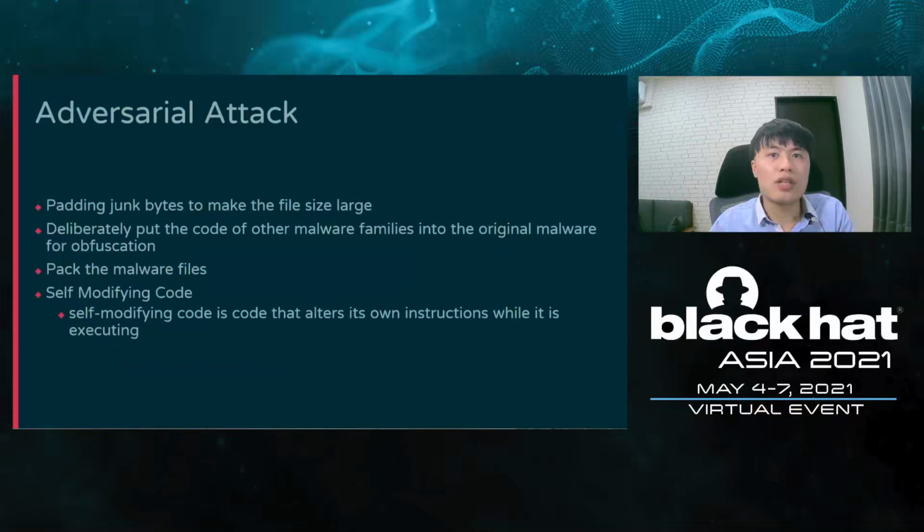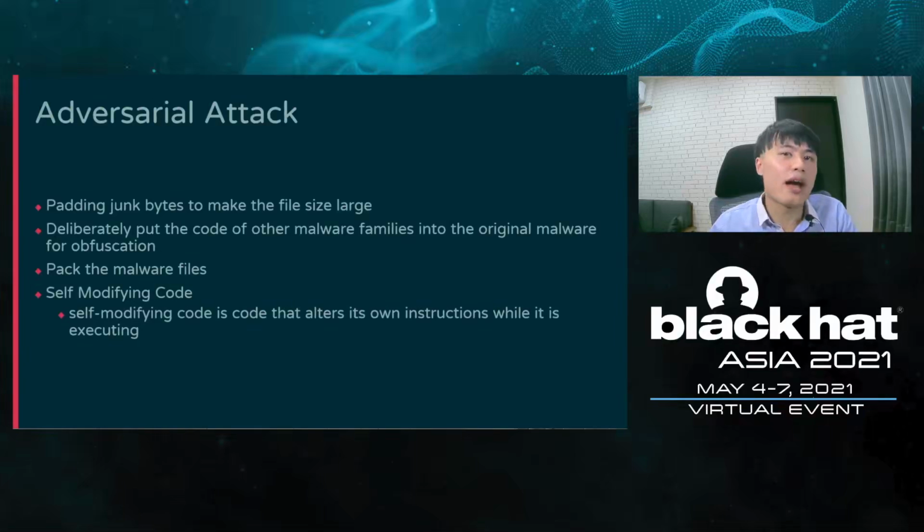Machine learning models are inevitably vulnerable to adversarial attack. So we also thought of some possible attack methods against this framework. First, an actor may pad in much random junk bytes to make the file size very large. This way may affect the resolution of the image, and then our framework may not recognize the real malicious part. The second way is deliberately putting the code of other malware families into the original malware for obfuscation, and then our framework may have a misjudgment.